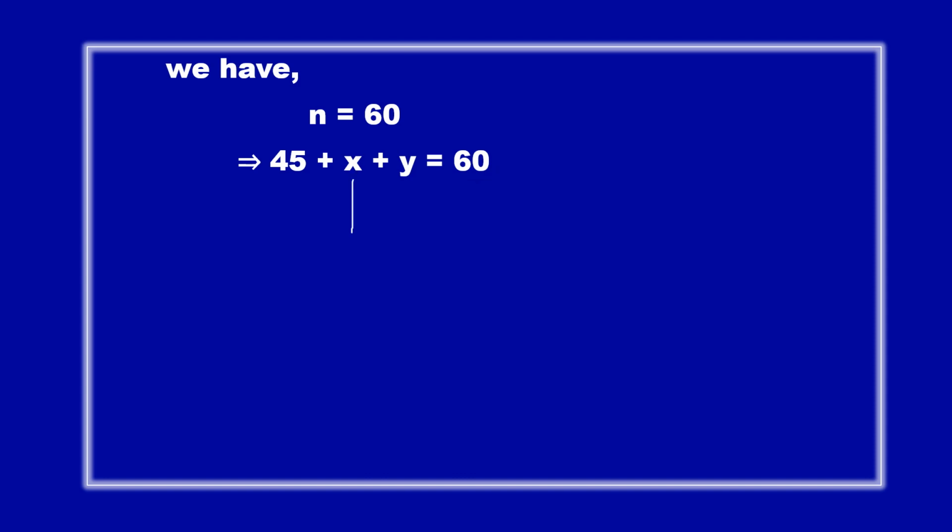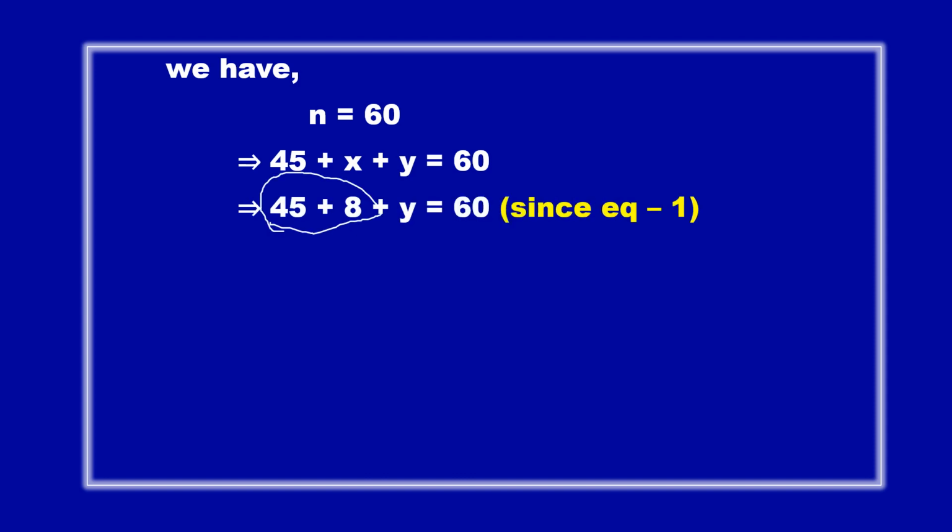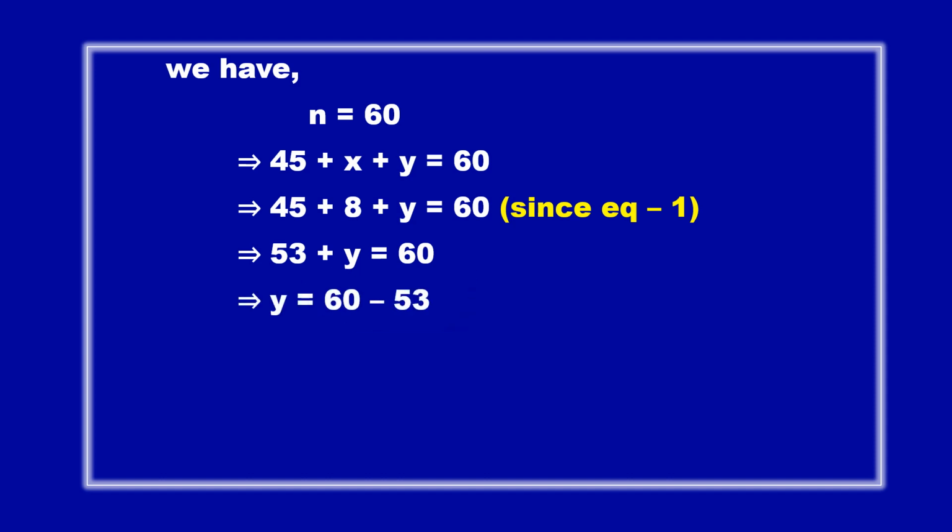Now I have X as 8. So I can substitute X value as 8. Right. So here 45 plus 8. You add both of them and send it to the other side. So you'll get 53 plus Y equals to 60. So Y will be here only. 53 when goes there it changes its symbol. So Y equals to 60 minus 53. So we'll have 7. Okay. So I got X equals to 8 and Y equals to 7.